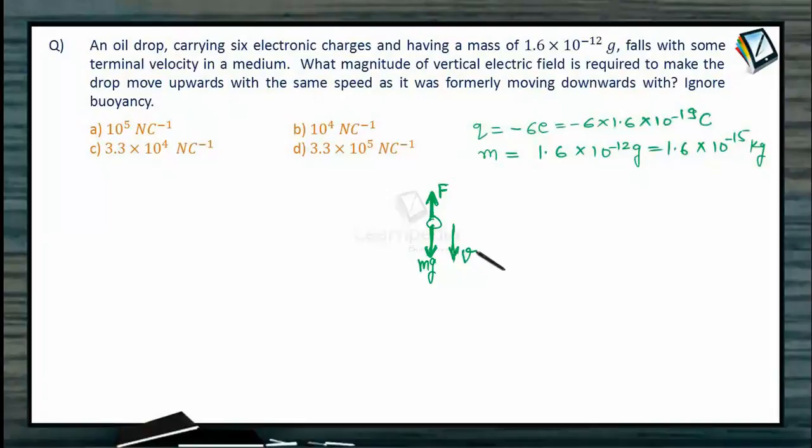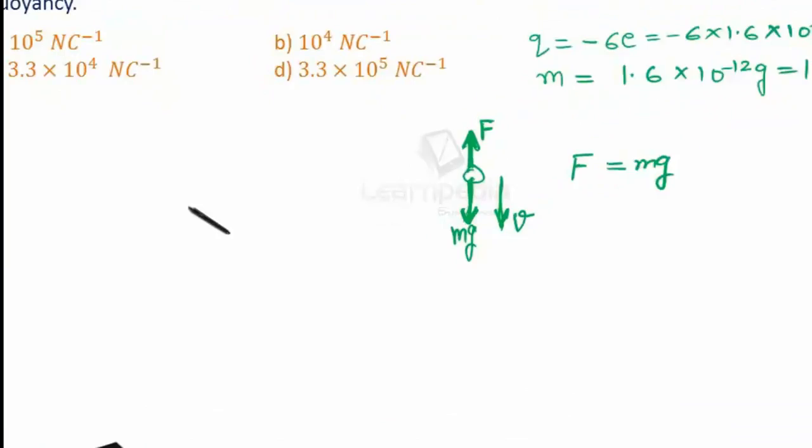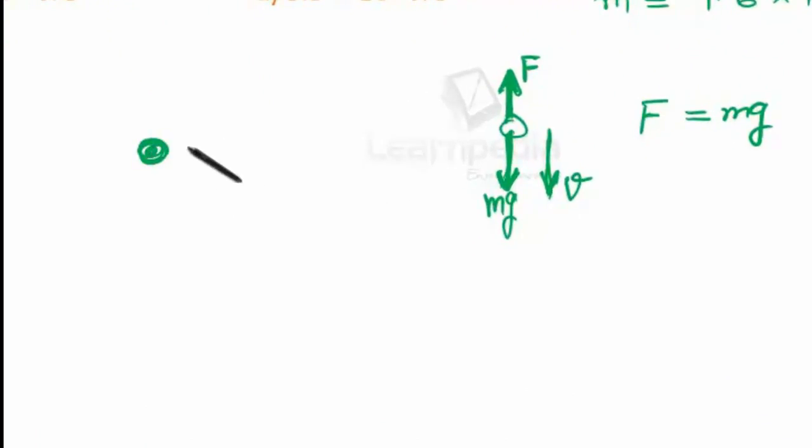So in case of terminal velocity, this drag force of the medium must be equal to the weight of this oil drop. Now we have to apply the electric force with the help of a vertical electric field, so that it may start moving vertically upward with the same speed. So just consider this drop to be moving upwards with the same speed v. mg must be acting as it is. There is no change in the direction of the weight. Velocity this time is upward, so the drag force must be opposite to the velocity. So the drag force must be vertically downward.